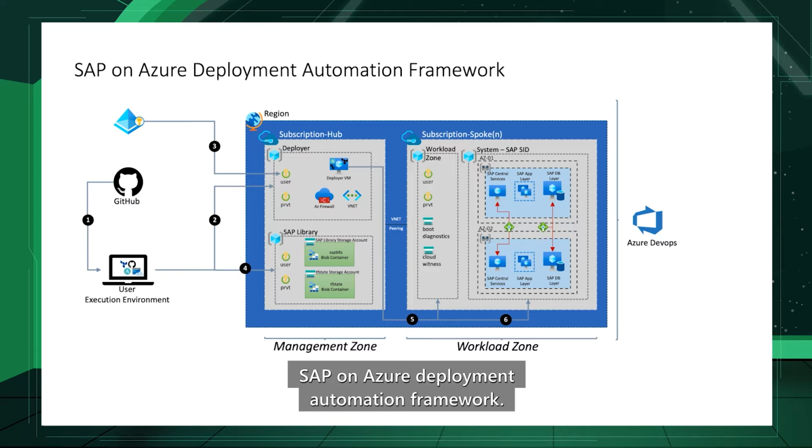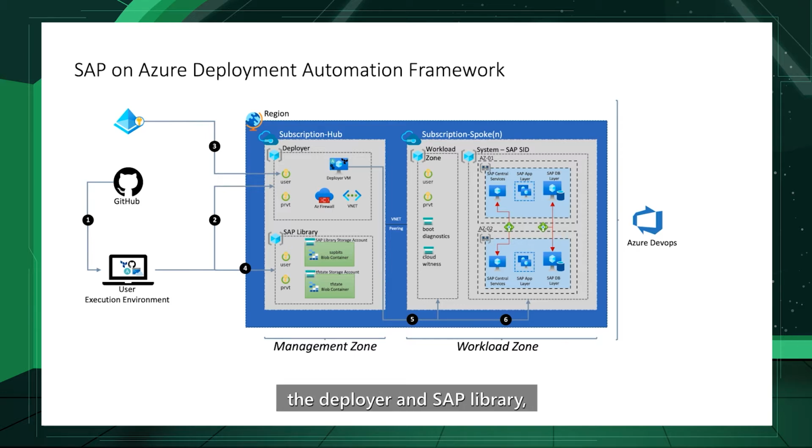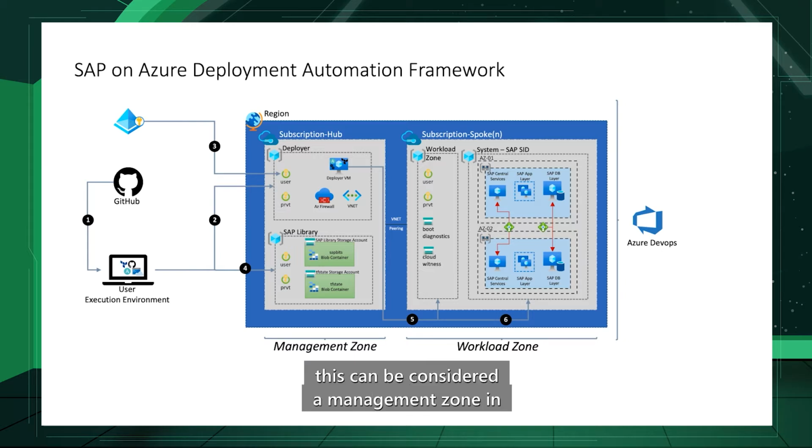SAP on Azure Deployment Automation Framework. This diagram represents a simple deployment, representing a single region with two subscriptions. One subscription being the hub for the deployer and the SAP library. This can be considered a management zone, and a single subscription or spoke for the SAP workload.